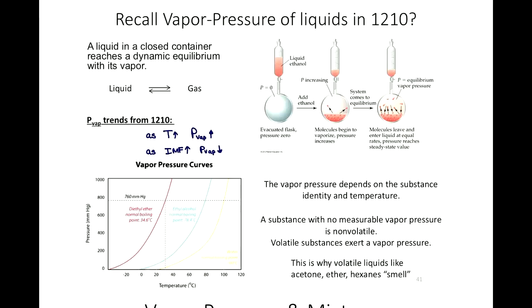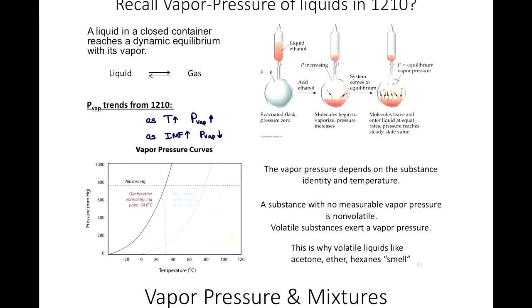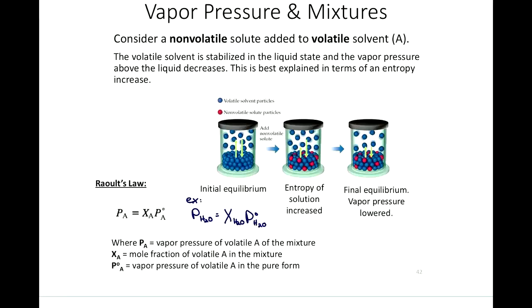So usually those liquids exert a very low vapor pressure, so you can't sense the gases. Basically, these liquids are not smelly when there are a lot of intermolecular forces present. My analogy doesn't work all the time, but it does get us to start thinking about vapor pressures. Okay, so those are the trends from 1210 about liquids and their vapor pressures. Okay, so what happens when we start making a mixture?